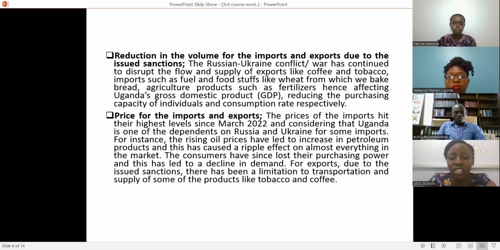Consumers have since lost their purchasing power, and this has led to a decline in demand. For exports, due to the issued sanctions, there has been a limitation to transportation and supply of some of the products like tobacco and coffee.